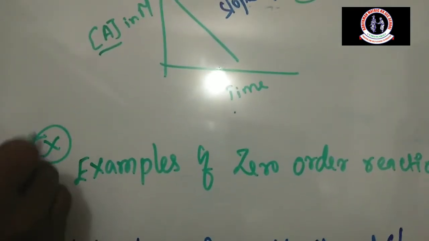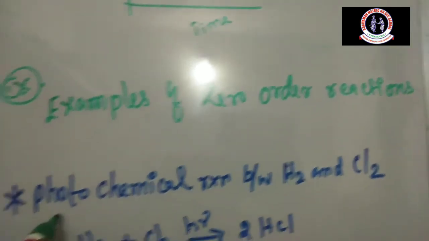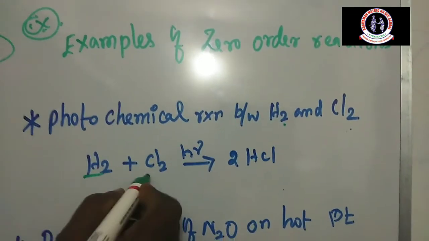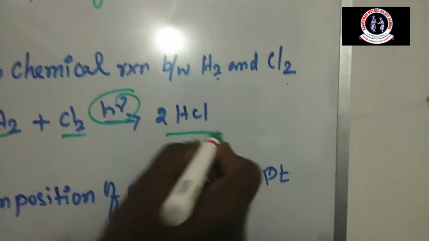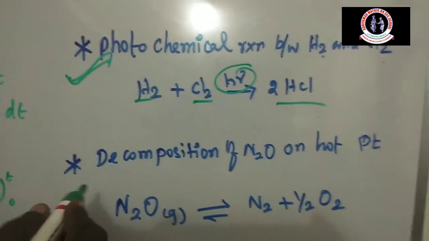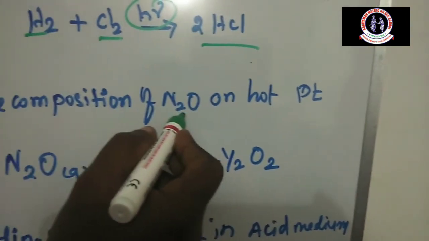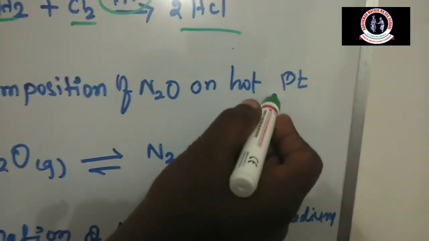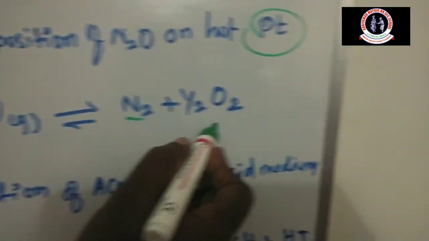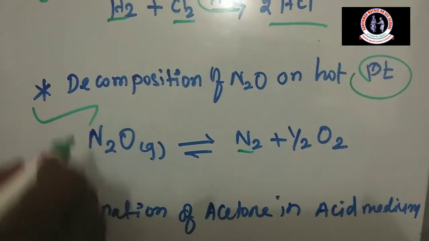So next 3-mark question: examples for the zero order reaction. The photochemical reaction between hydrogen and chlorine, H2 and Cl2, in the presence of sunlight to give 2 HCl. This reaction follows zero order. The decomposition of nitrous oxide on heating on a hot platinum surface, N2O gives N2 plus O2. This reaction is an example for zero order reaction.